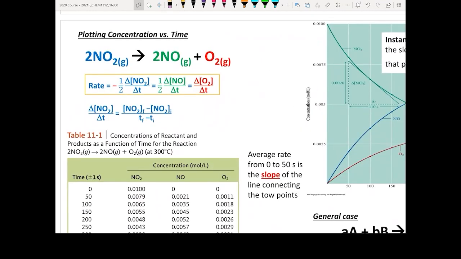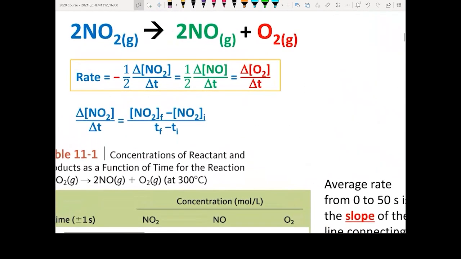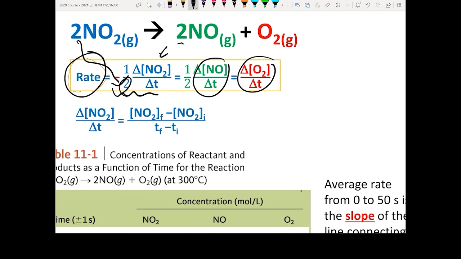Here's another example. 2NO2 is going to decompose to 2NO plus O2. So what is your reactant? NO2, right? What is your product? Every time you see an equation, make sure you know who the reactants are and who the products are. Once you see those, you should know the overall reaction rate is equivalent to the disappearing rate of your reactants normalized by the stoichiometry numbers. And it also equals the formation rate of your product divided by its coefficient.